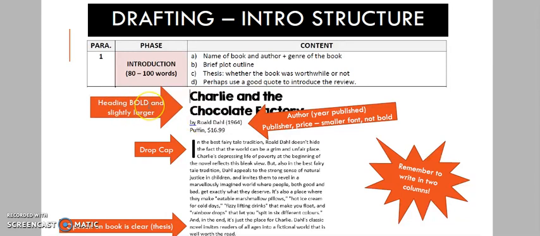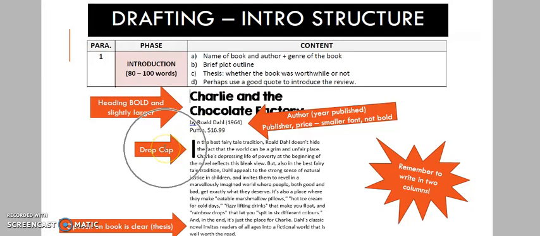You'll notice that the heading is bold and slightly larger than the rest of your writing. As I've just said here, the author and year published goes underneath it. The year published is in brackets, just like over here. Publisher and price. This goes back to a smaller font and it's no longer bold.